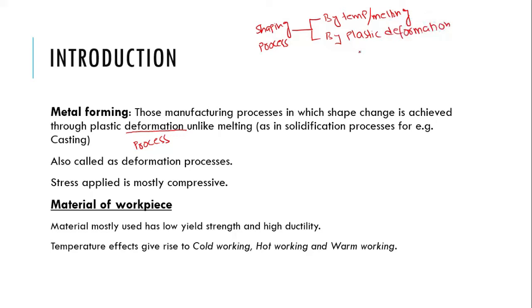Or by applying the stresses, okay, or forces. So our second domain is the metal forming process or the deformation process, in which we achieve the shape change by application of stress or by the plastic deformation. So that is why it is also known as the deformation process. In this kind of shaping process, the stresses that are applied mostly are compressive in nature, while in some cases we have tensile stresses.